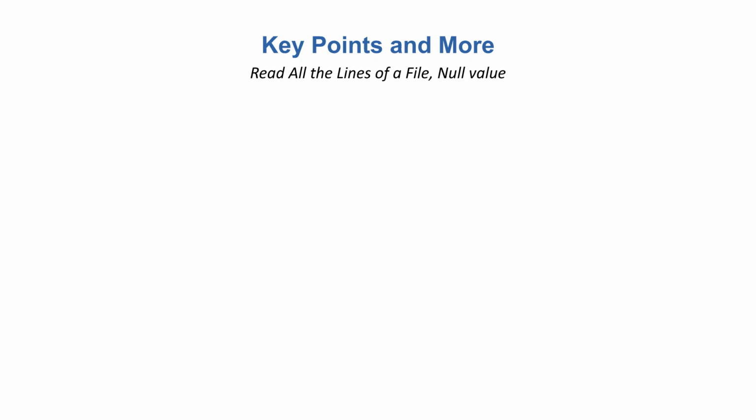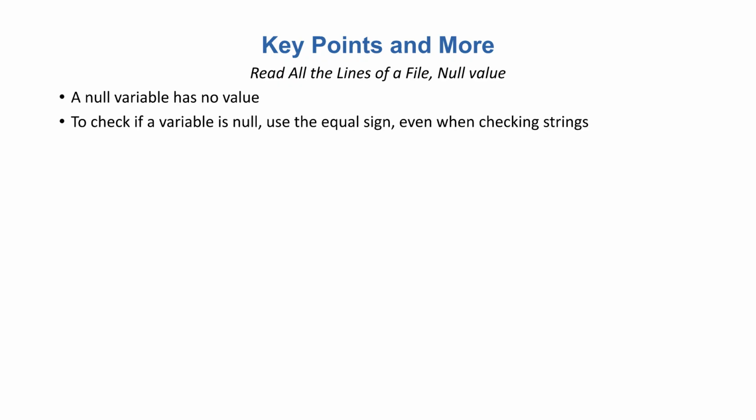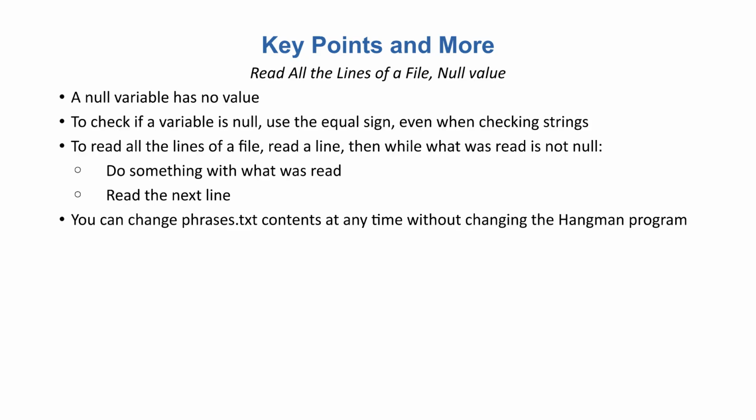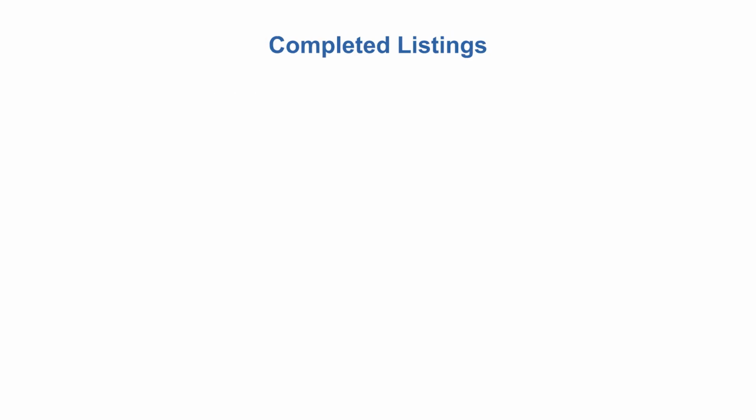Key points and more. Read all the lines of a file and null value. A null variable is a variable that has no value. To check if a variable equals null, use the equal sign, not the equals method, even when checking strings. To read all the lines of a file, read a line, then, while what was read is not null, do something with what was read, and then read the next line. Hangman will always read all the lines of the file. You can change what is in the phrases.txt file at any time, and you won't have to change the Hangman program. Here are the completed listings for all the exercises in this video.